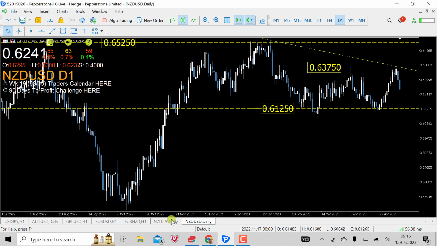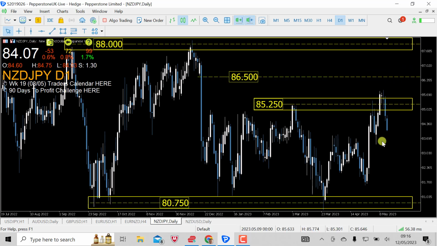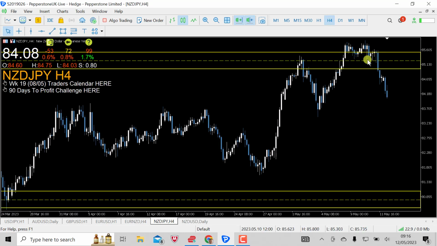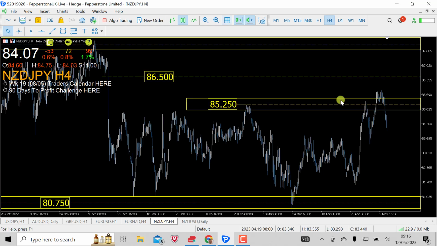The other market we also took a look at this week was Kiwi Yen. We did like the idea of being long above 85.25. This one didn't meet our conditions anymore, unfortunately. We were looking to see if price would pull back into this 85.25 area for a long, and this one didn't play out, unfortunately. But we didn't get long eventually because the yen disappeared from the table.